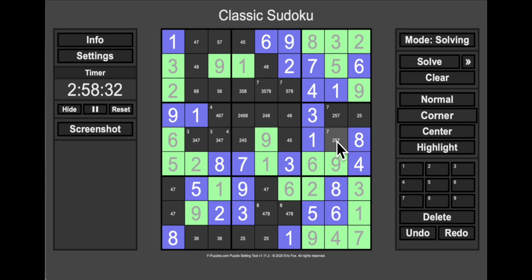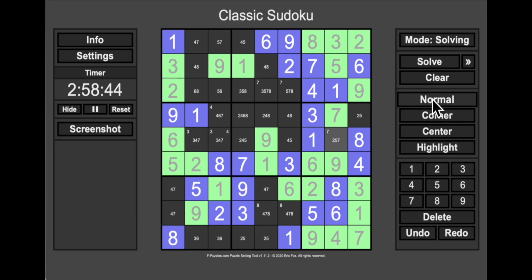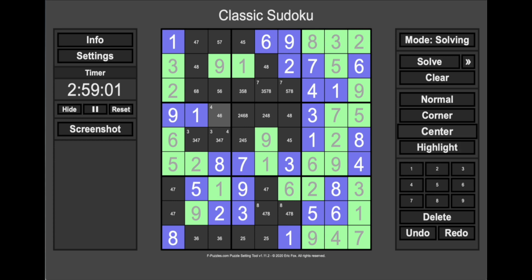Well, if that's not 7, this is a 2 or 5, this is a 2 or 5, this one is 7. And that should unwind the rest of that box. 2, 5 like that. Oh, this is not 7.